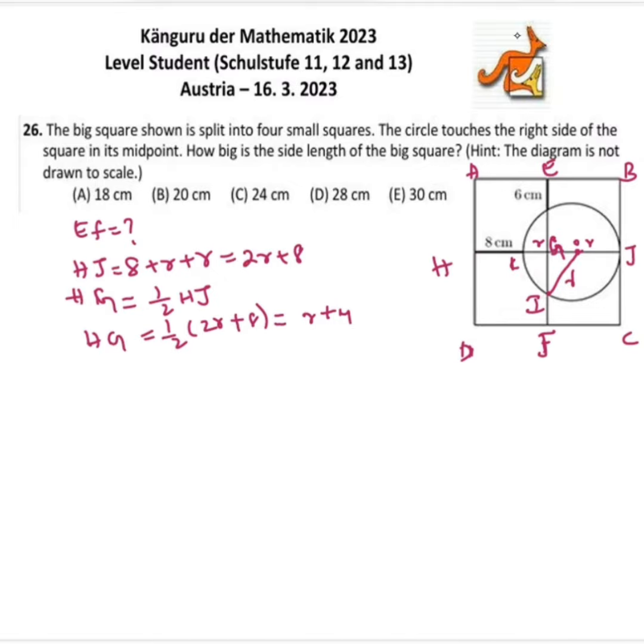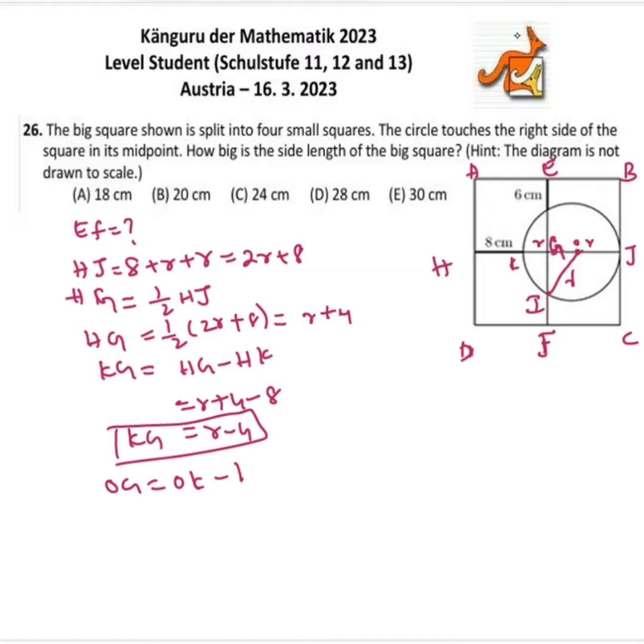Then KG will be HG minus HK. HG is R plus 4, minus HK which is 8, so it will be R minus 4. That will be KG. Now OG will be OK minus KG. That will be R minus (R minus 4), which is R minus R plus 4. Minus and minus cancel, so OG will be 4.